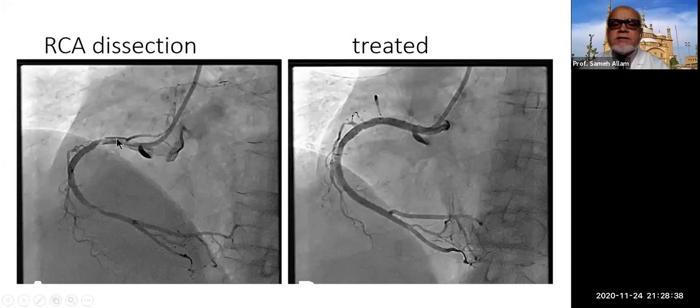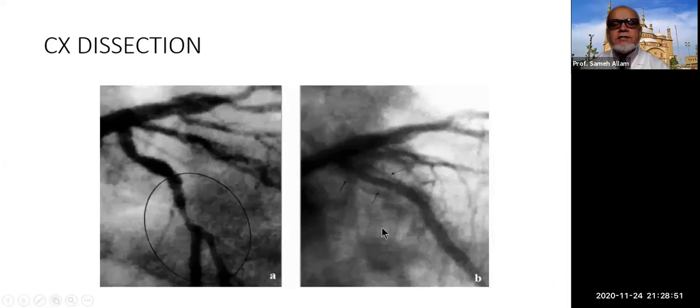Actually, this dissection, which occurs paraostial, extends to involve the right coronary sinus, and you could appreciate the staining of the right coronary sinus here because of the retrograde extension of the dissection. Circumflex lesion here and calcified lesion. Once the balloon was inflated, dissection occurs in this segment.